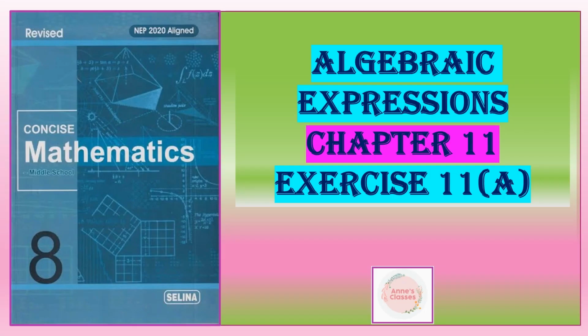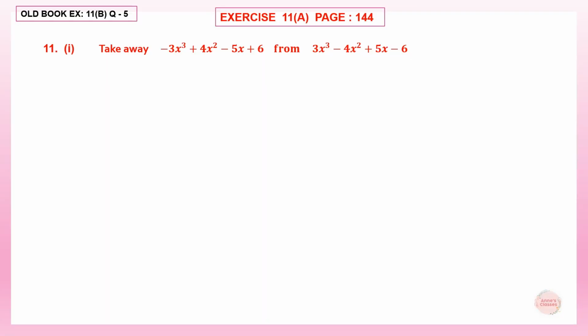Today we are doing algebraic expressions, chapter 11, exercise 11a. Question 5. Take away this polynomial from this polynomial. So whenever you have take away, it's understood it is subtraction. And then we write what comes after from first.